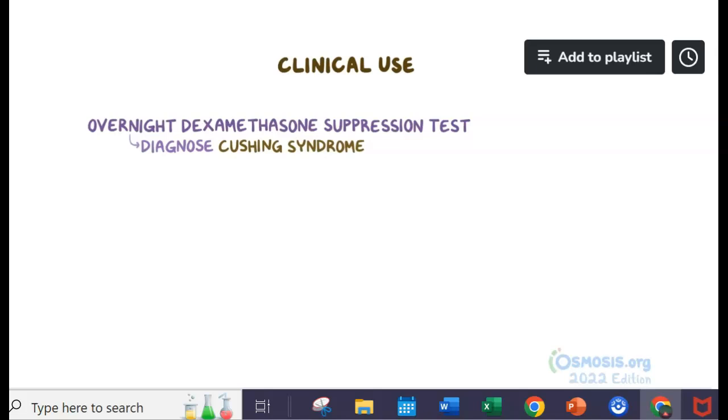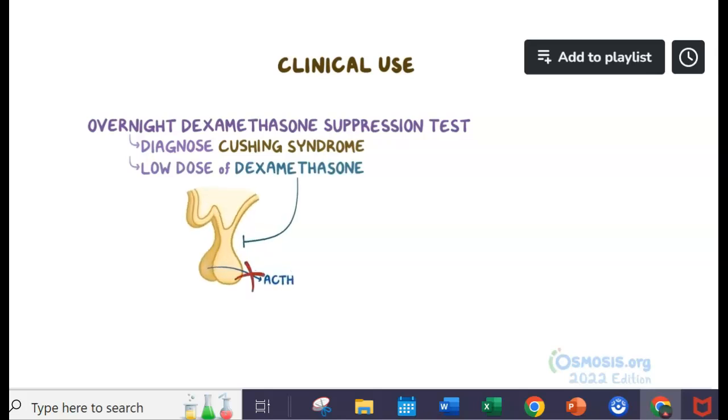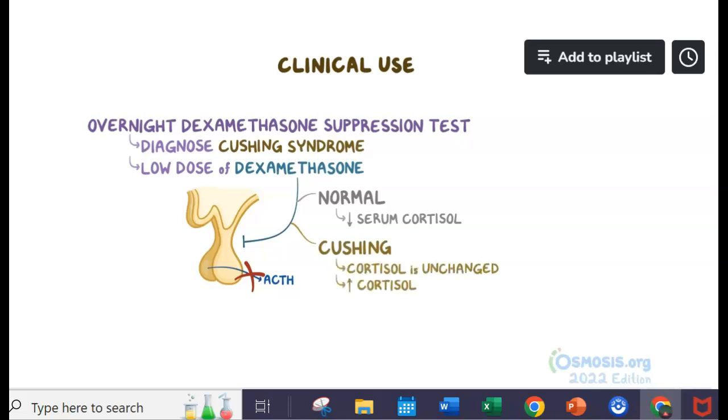Now, when a person is suspected to have Cushing syndrome, they are given a low dose of dexamethasone, which suppresses ACTH production in the pituitary gland. Normally, that should cause a decrease in serum cortisol levels. But if Cushing syndrome is caused by endogenous cortisol production, then the cortisol level should remain unchanged. High cortisol levels determine the test as positive, and it proves the presence of Cushing syndrome.